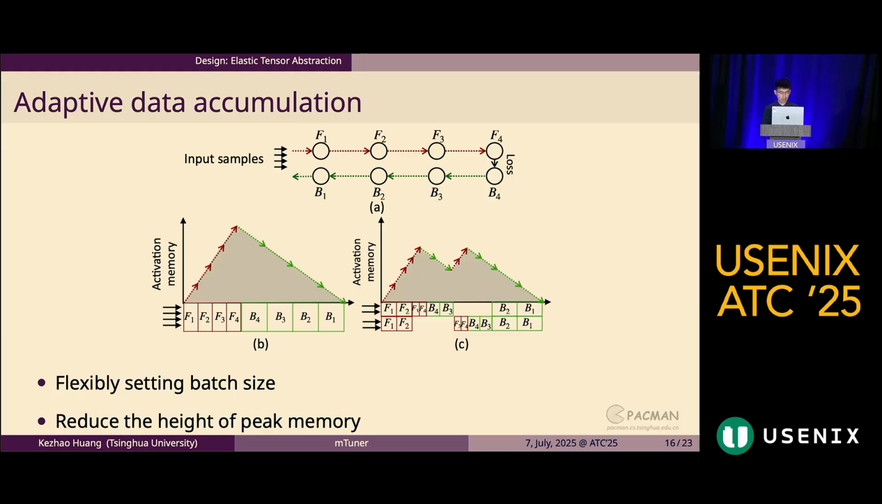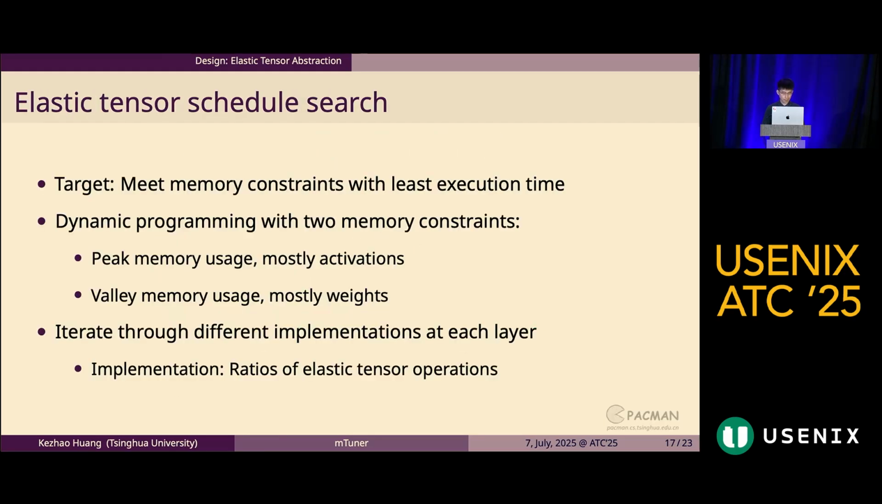Next, here we highlight how adaptive data accumulation helps improve memory efficiency during training. By flexibly adjusting the batch size across layers, we can control how much activation data is accumulated at once. This strategy allows us to reduce the height of peak memory usage, efficiently smoothing out spikes that could cause out-of-memory errors. This figure illustrates how dynamically tuning accumulation impacts the backward pass memory usage.